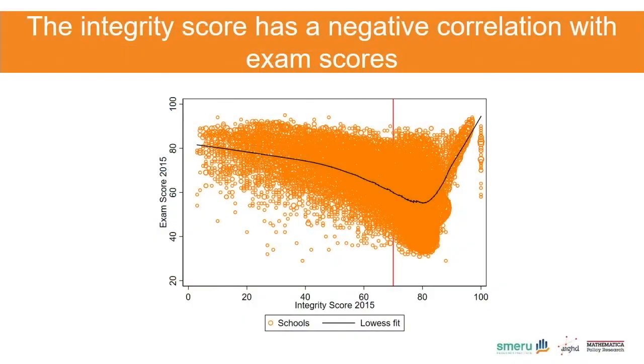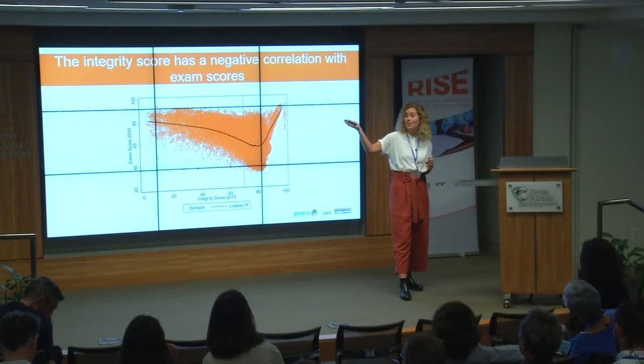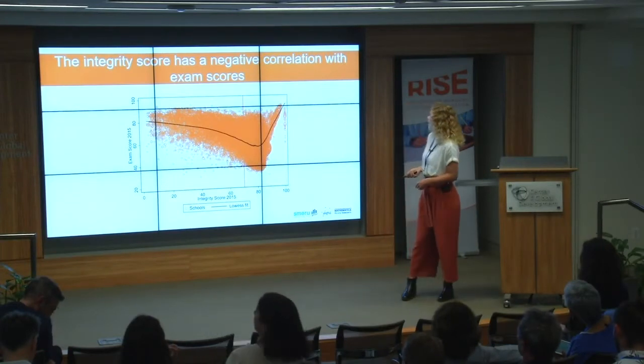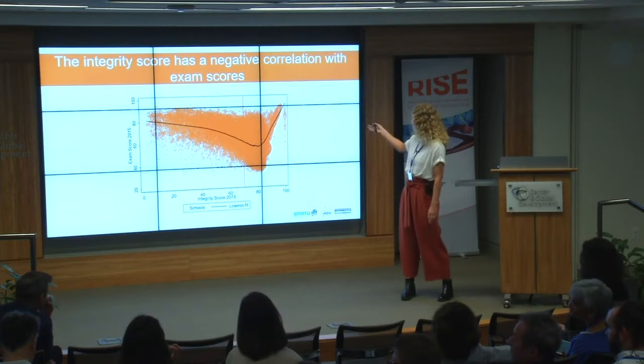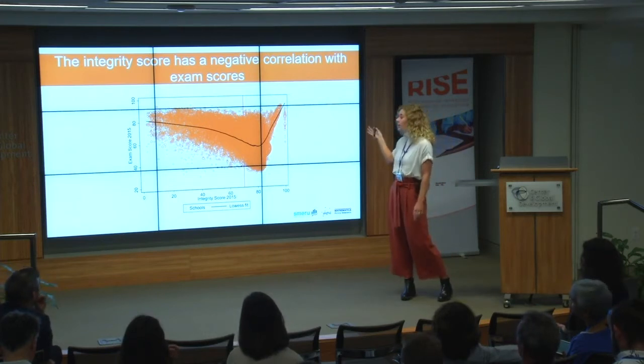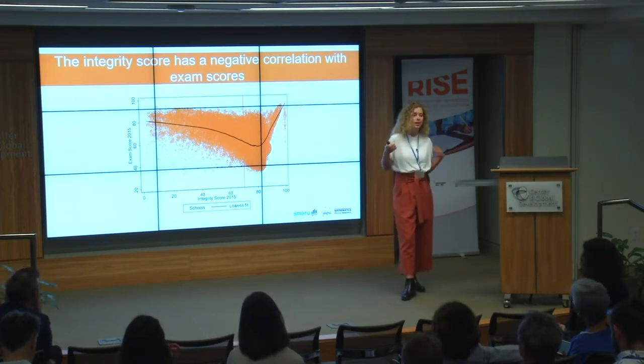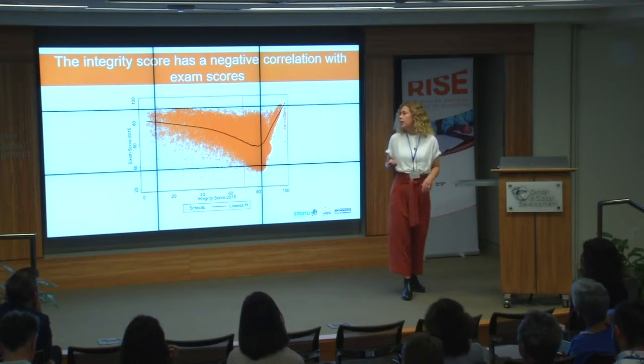Here you see the correlation between this integrity score and exam scores. Up to a score of 80, there's a clear negative correlation between the integrity score and exam score. So as expected, the schools that score very low on this integrity score have very high exam scores. And when you look at the schools with an integrity score above 90, they also score very high. So these should be the very good schools.